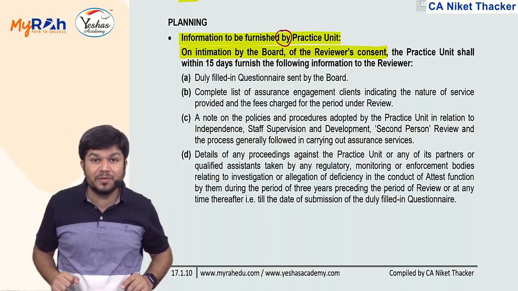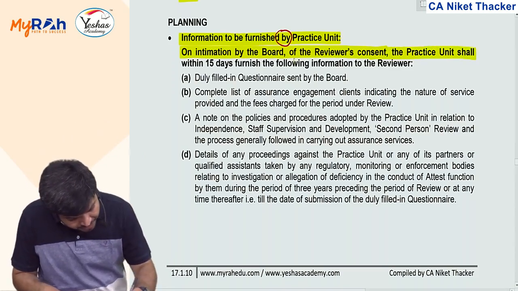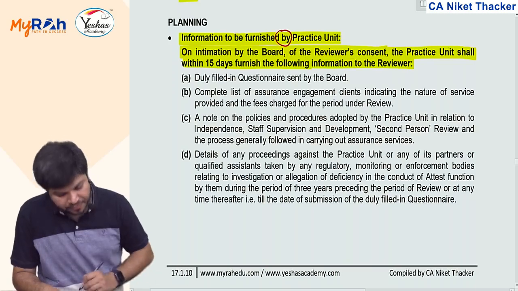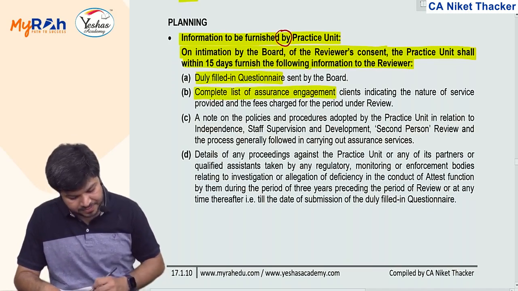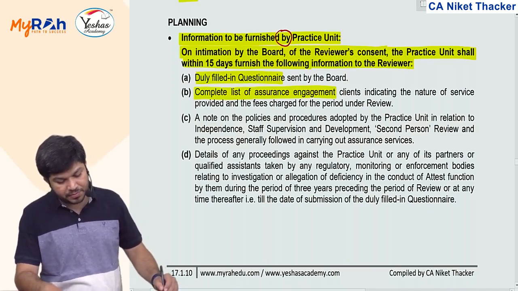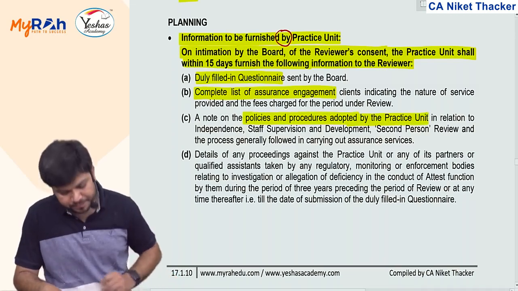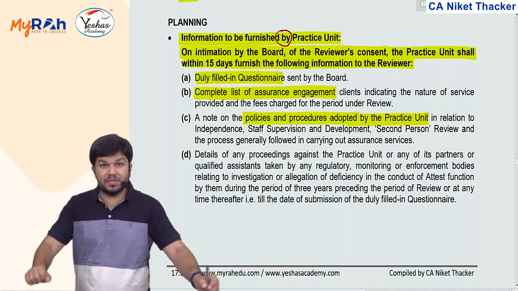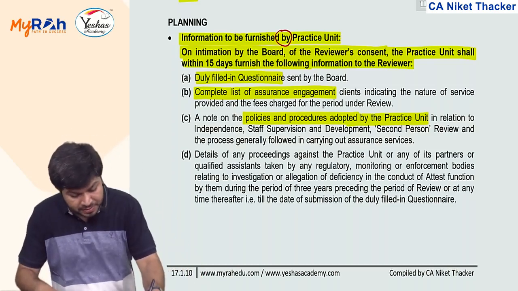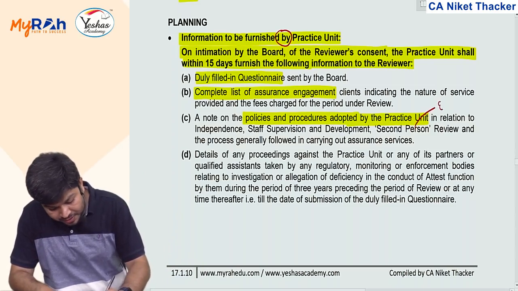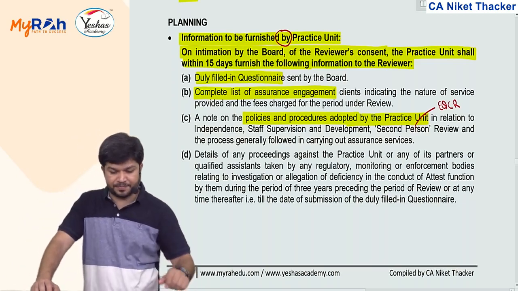Now the PU has to give a duly filled in questionnaire to the reviewer. The PU shall furnish within 15 days the following things: duly filled in questionnaire, list of assurance clients indicating nature of service, fees charged, policies, procedures adopted by the PU with regards to independence, staff supervision. Second person review is nothing but EQCR. Second person review is EQCR.